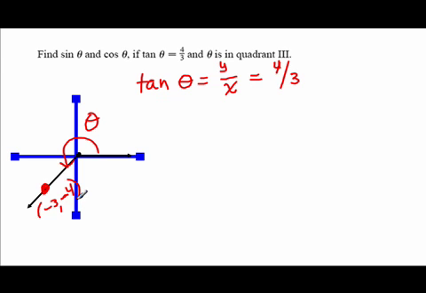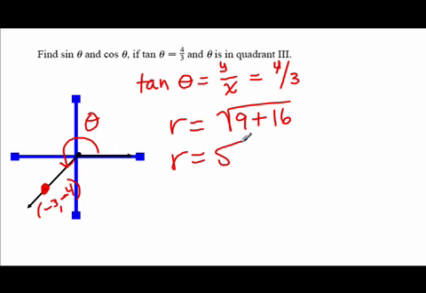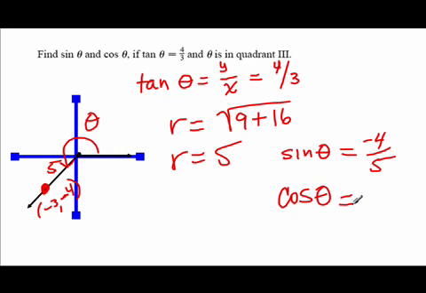And now if we find our r value using the first method I showed you, r is equal to the square root of x squared plus y squared. We get an r value of 5. And now we're ready to find whatever they want me to find. The sine would simply be y over r. Y is negative 4, r was 5. Answer, negative 4/5. Should sine be negative in quadrant 3? Yes. Cosine would be x over r. So that's negative 3 over 5.